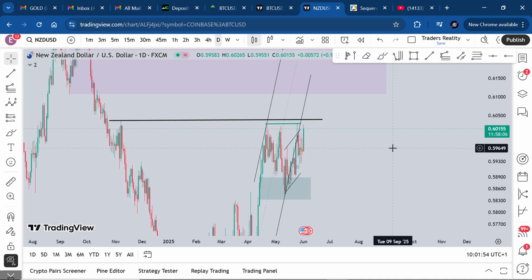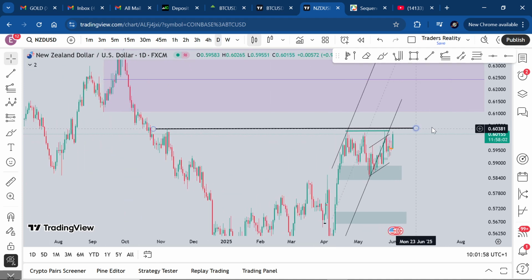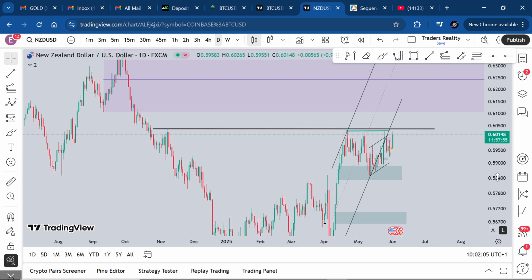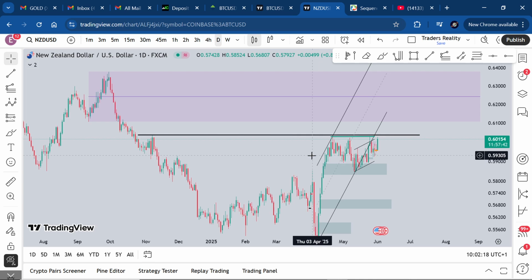NZDUSD daily time frame. This black line is not straight enough. Right, to me, I see this. This looks like a beautiful accumulation to me. So forget about price coming back down below these lows. That's not happening for now. With prices we've accumulated, they're looking to take price higher.